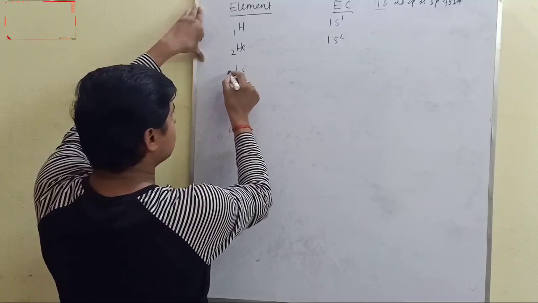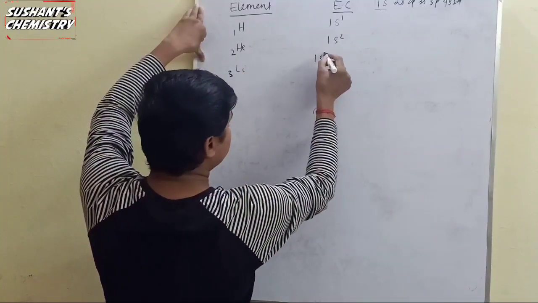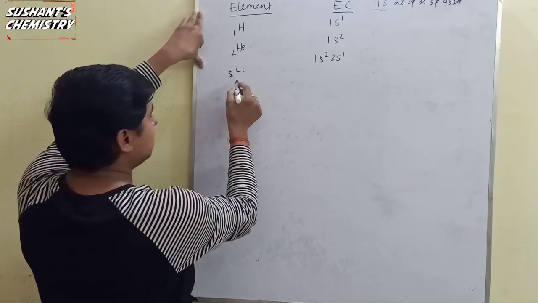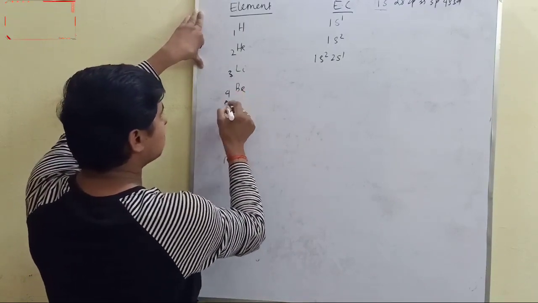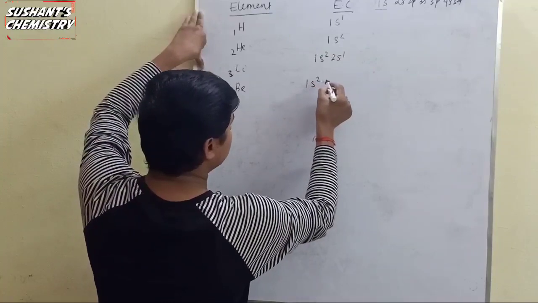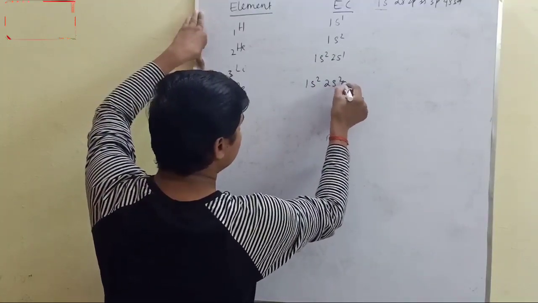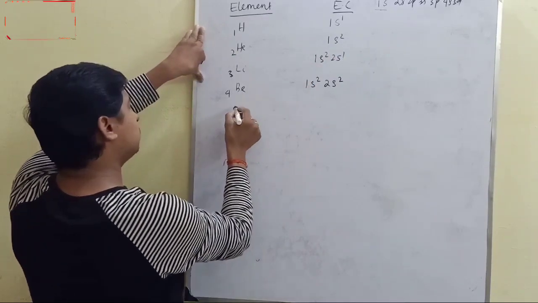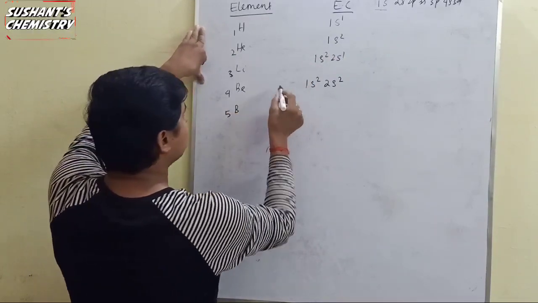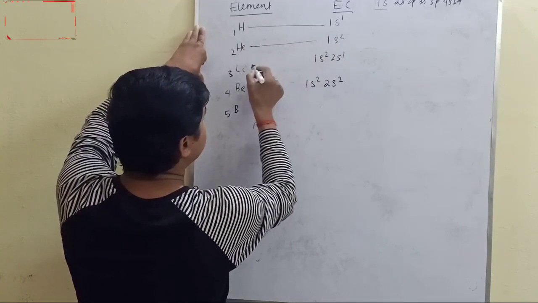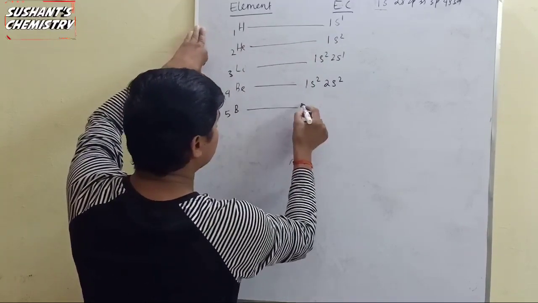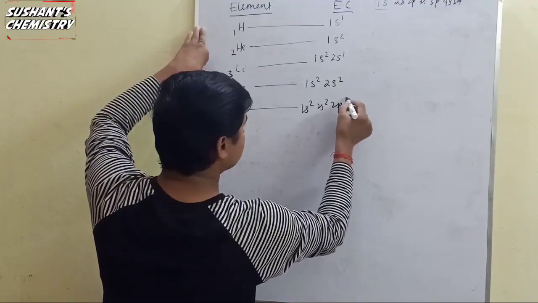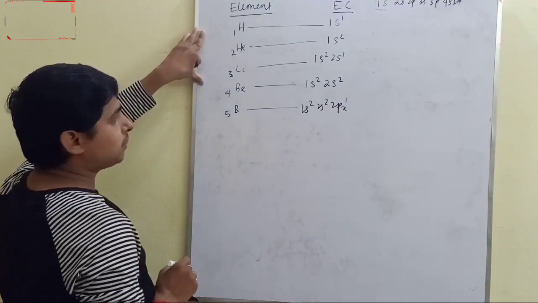Lithium 3, that is 1s2 2s1. Beryllium 4, that is 1s2 2s2, 2s filled up, then 2p. Boron, that is 5, 1s2 2s2 2px1. We are applying Hund's rule.